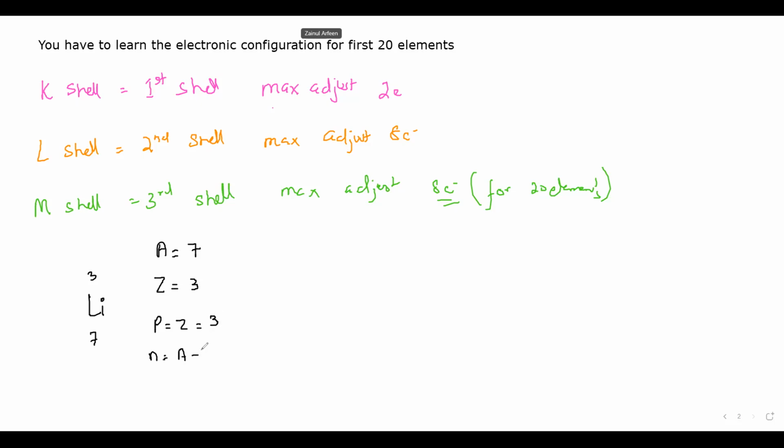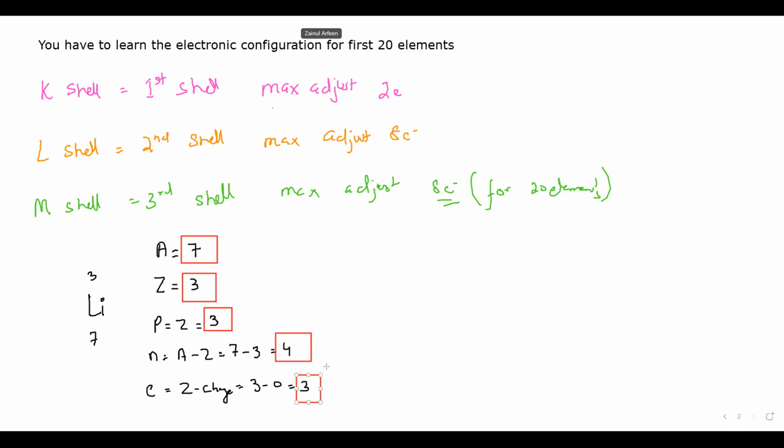How many neutrons are there? A minus Z, so 7 minus 3, equal to 4. And how many electrons are there? That is Z minus the charge. Because it does not have any charge, it will be 3 minus 0, so that is equal to 3. So we worked out atomic mass, atomic number, number of protons, number of neutrons, and number of electrons.